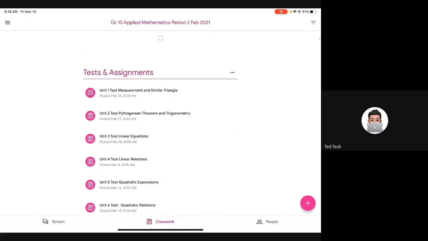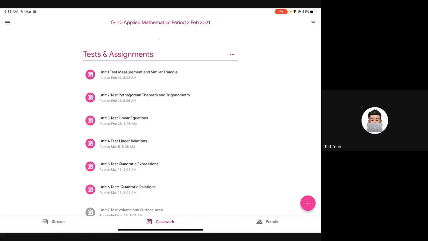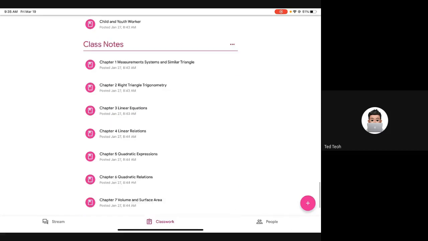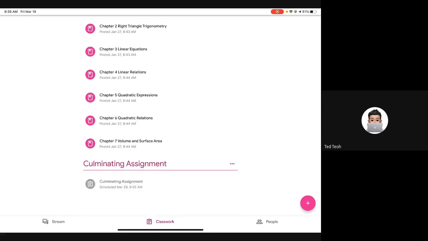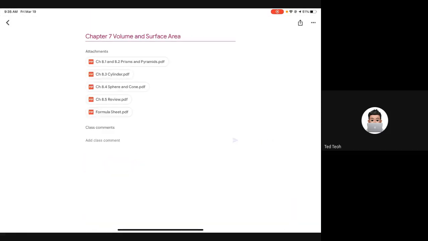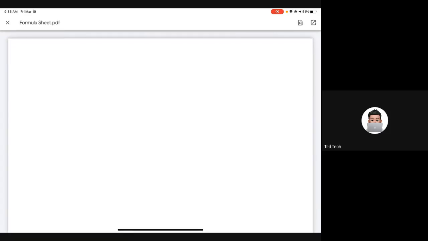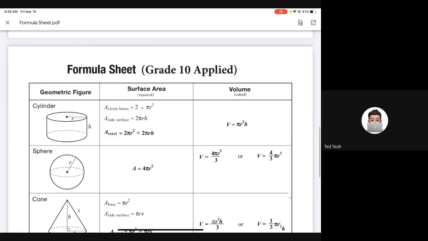We're going to scroll down all the way to where it says class notes. You might be up here where it says tests and assignments, and we need to go all the way down to class notes. Click on chapter 7, and one of the tabs says formula sheet. I'm going to click on that. Again, the first page is blank. Don't be worried. The formulas are actually on the second page.